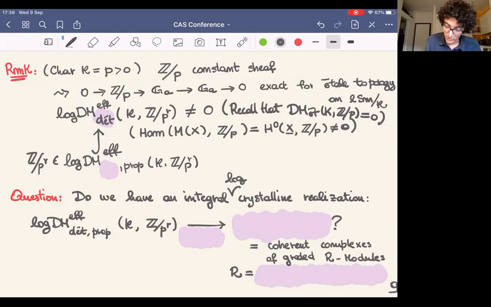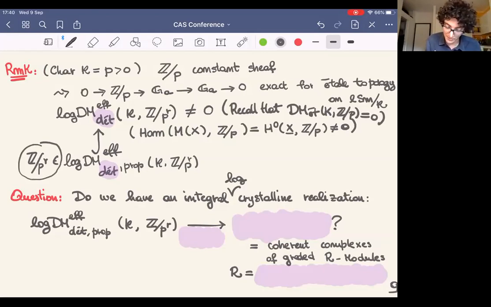So for example, you can compute Hom from M of X to Z mod P in logDM étale, and this is the same as H0 of X underline with coefficients in Z mod P, and that's not zero in general. So this is this category. In this category, you have a gadget like Z mod P, okay, which survives and actually lives in the subcategory, and this is what I'm writing here. This guy actually lives in the subcategory generated by proper things. Okay, so Z mod P is proper.